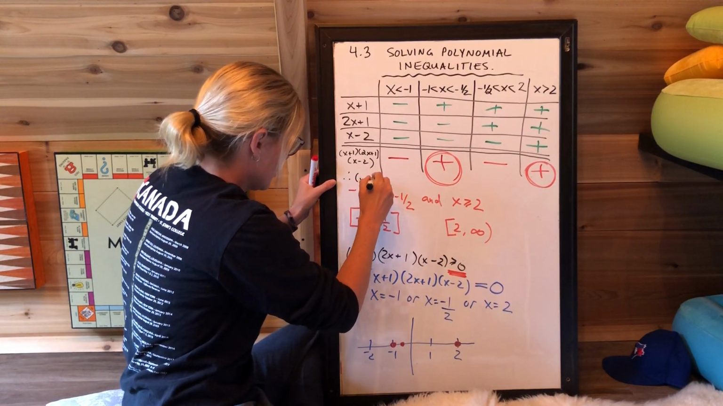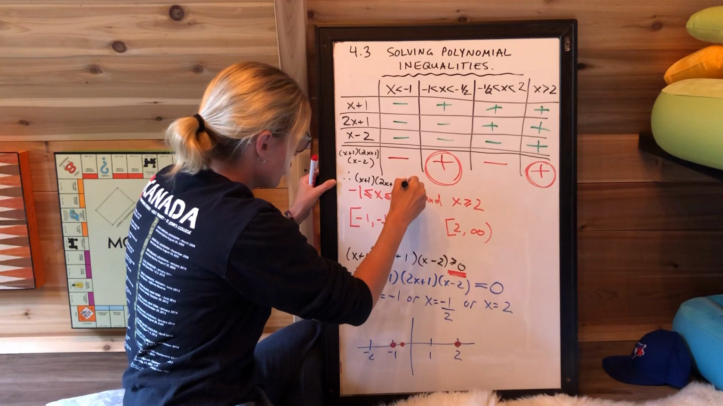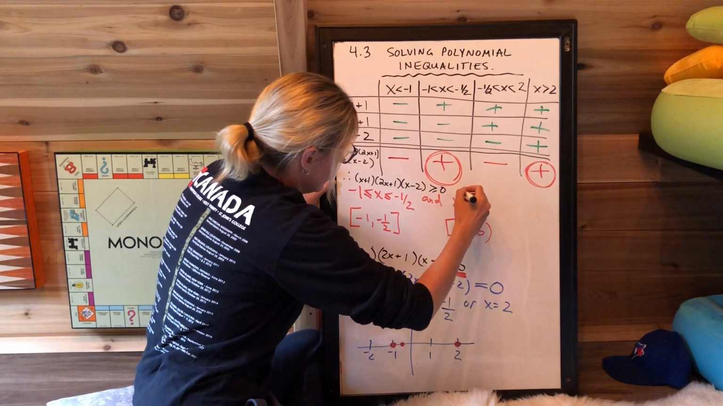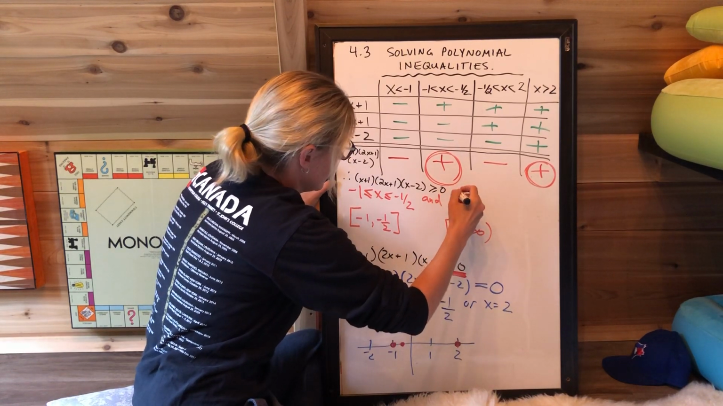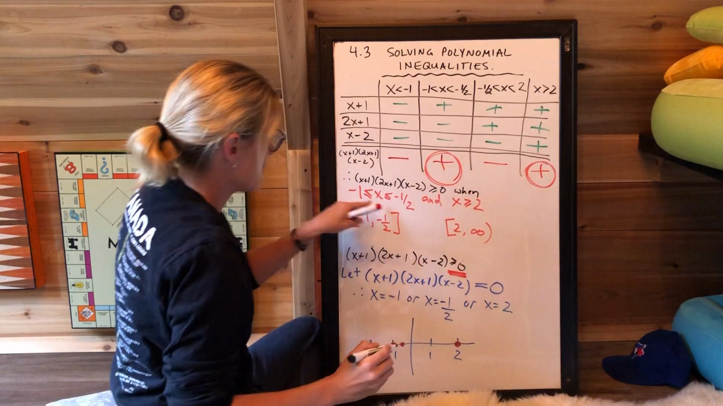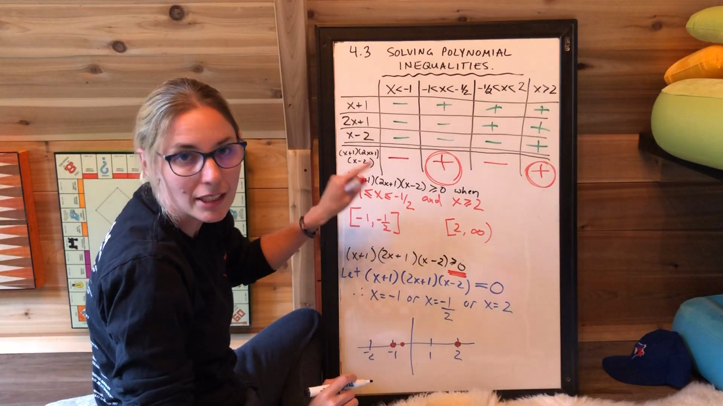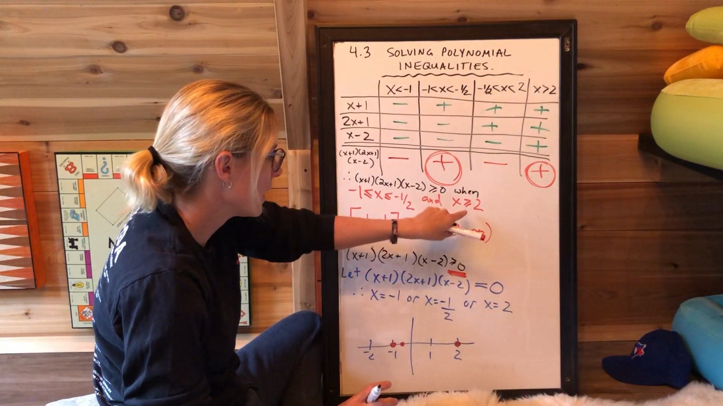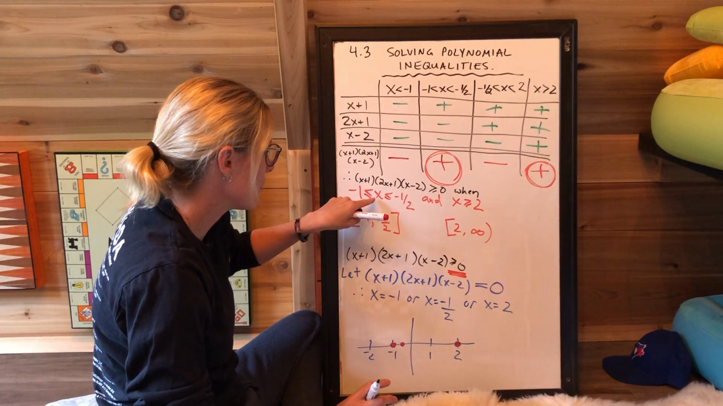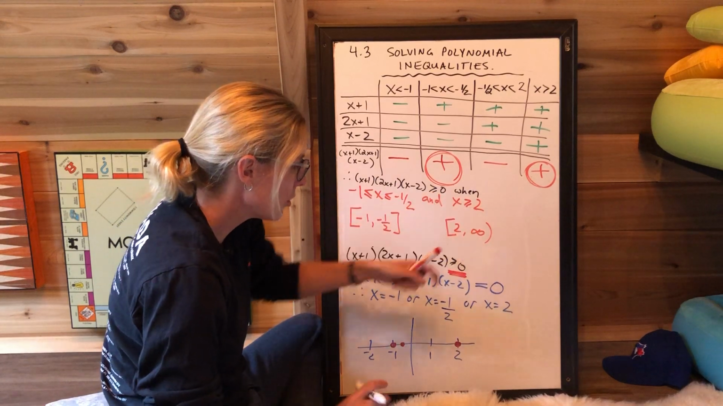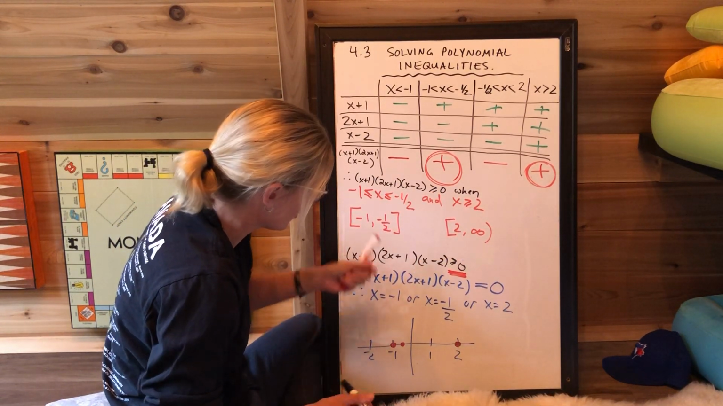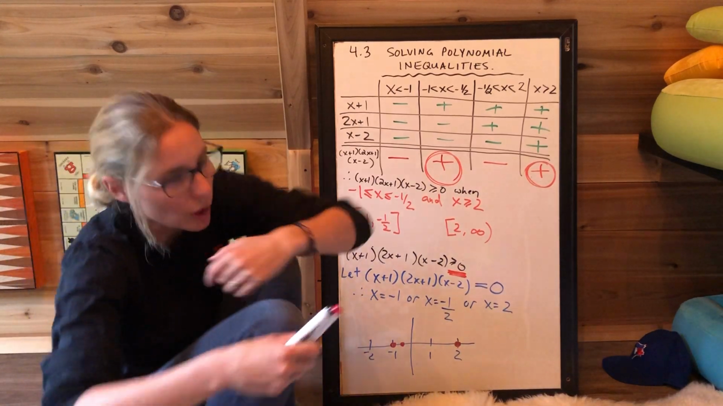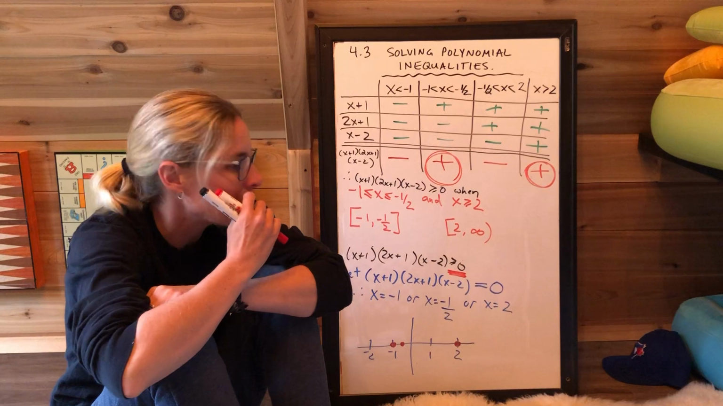x plus 1 times 2x plus 1, or you can go back to the original question, doesn't really matter, is greater than or equal to 0 when x is between -1 and -1/2, inclusive, that means include -1 and -1/2, or when it's greater than or equal to 2. And again, you can use inequality notation like this, or you can go back and use the notation we used starting in chapter 1, which I think people were fairly comfortable with, so if you want to continue with that notation, that's perfectly acceptable.